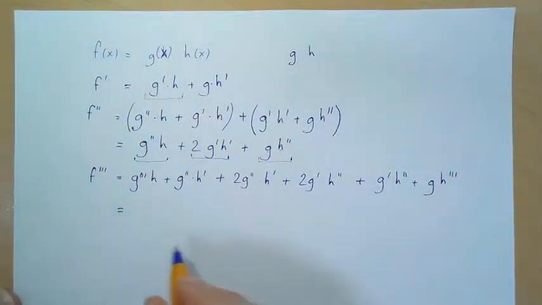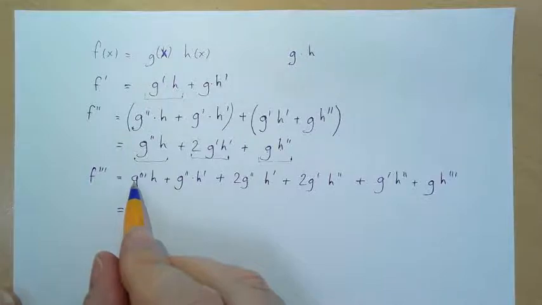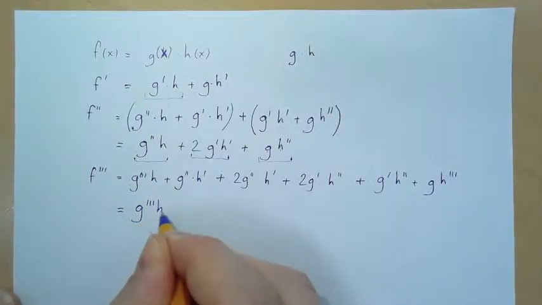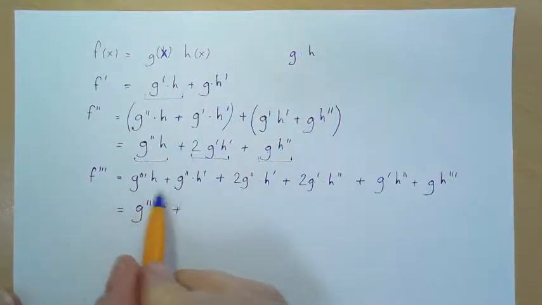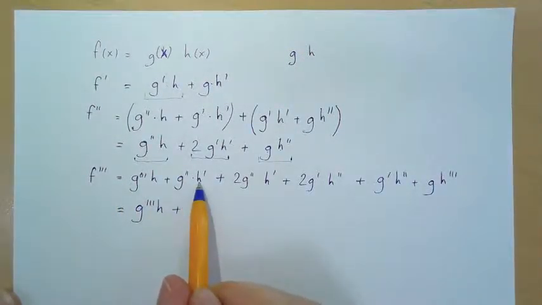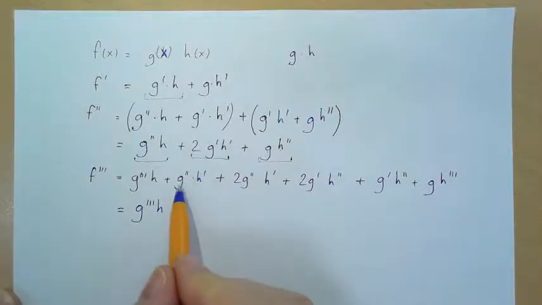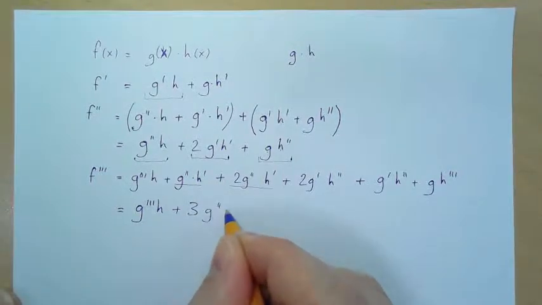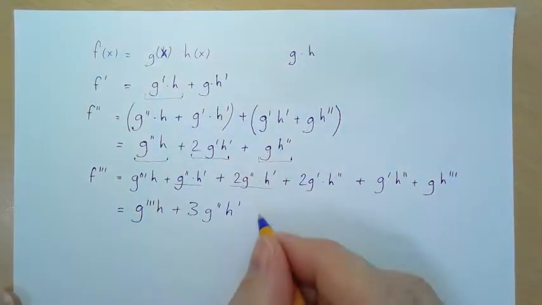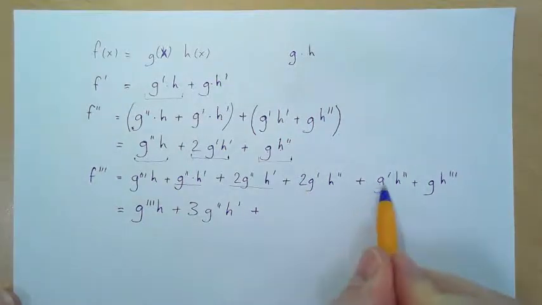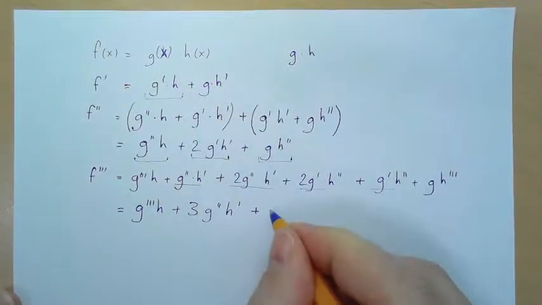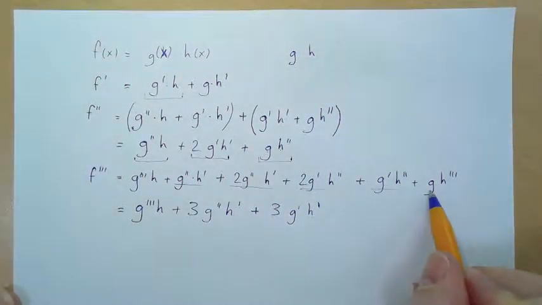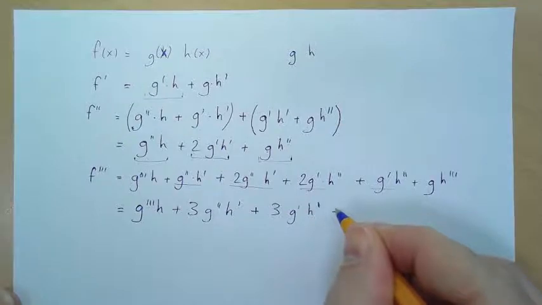Let's see what we get. G triple prime h, I have one of them. G double prime h prime, I have 3 of them. G prime h double prime, I have 3 of them again. And g h triple prime, I have 1.